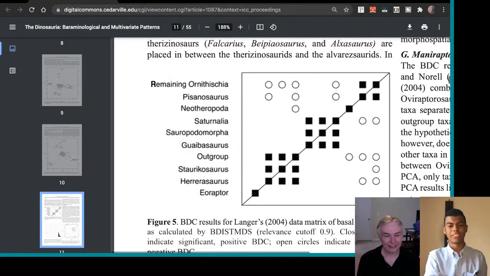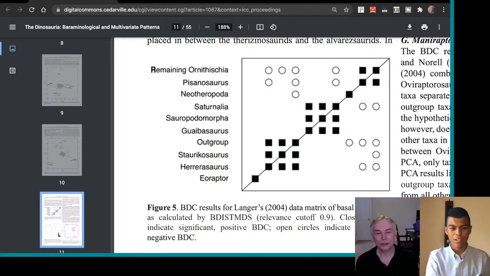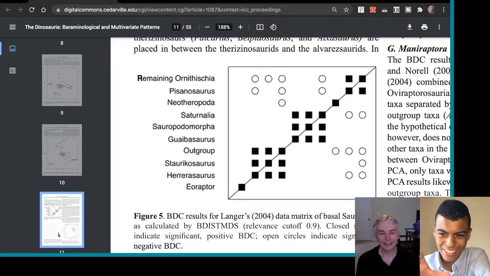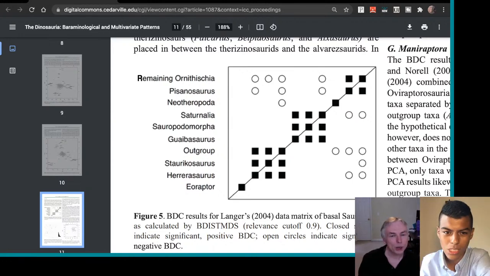So I see that Eoraptor, Herrerasaurus, and Ornithischia are kind of on the same figure. What is our idea or our consensus on Eoraptor? What was Eoraptor? I'm sorry, I can't really see that on the screen.